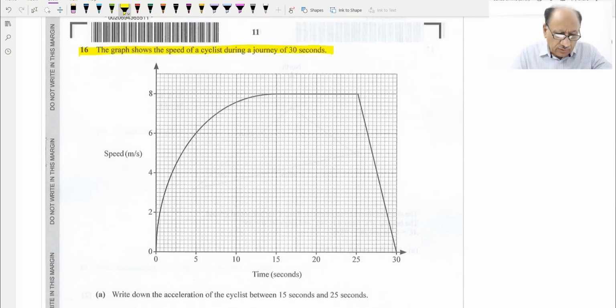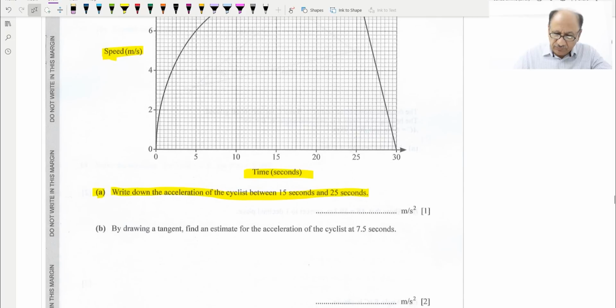Question number 16. The graph shows the speed of a cyclist during a journey of 30 seconds. This side is speed in meters per second, this side is time in seconds. Part A, write down the acceleration of the cyclist between 15 seconds and 25 seconds. This is the portion of the graph from 15 to 25 seconds, and speed is not changing during this time. Not changing means acceleration is zero, because acceleration is the rate of change of speed, which will be zero, so we'll write 0 here for 1 mark.